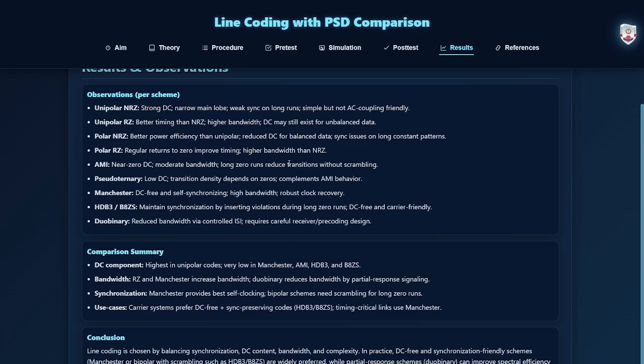Scrambling techniques such as HDB3 and B8ZS help prevent long sequences of zeros and maintain synchronization. Duobinary coding reduces bandwidth by allowing controlled intersymbol interference. Each coding technique, therefore, has its own advantages and trade-offs.